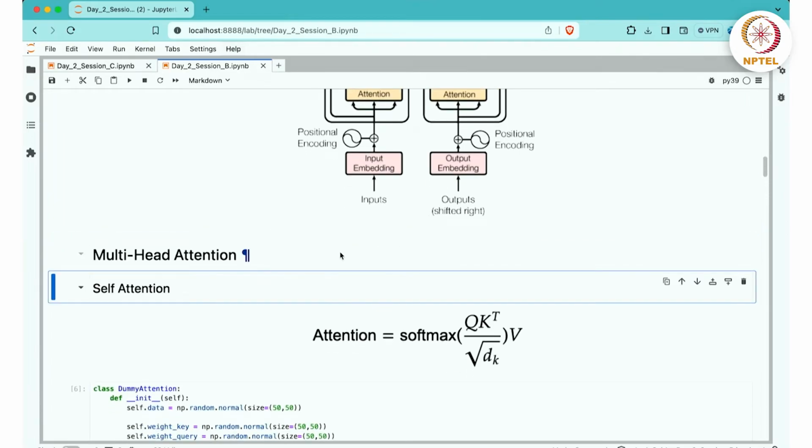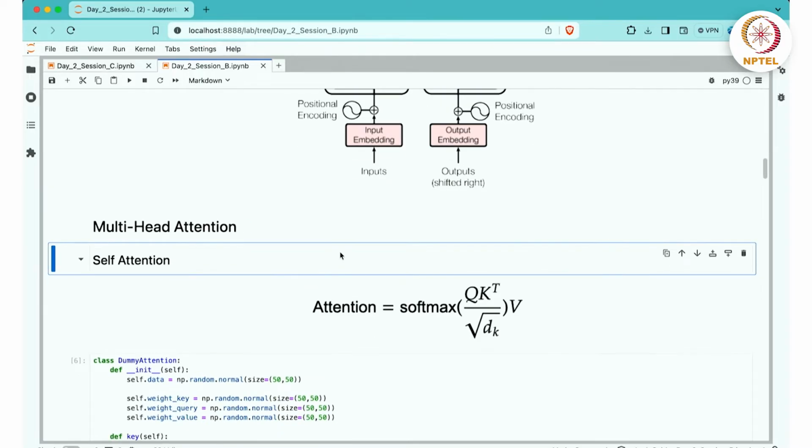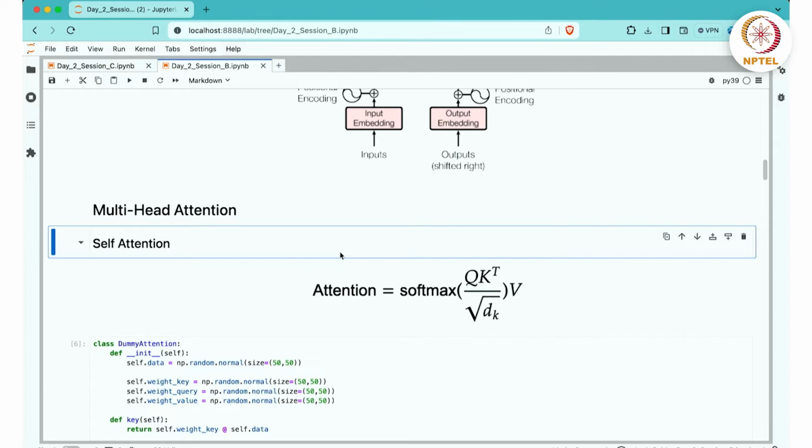Before we go to multi-head attention, we'll look at something called self-attention, which is a subset of multi-head attention. So there's something called self-attention, and when you do it multiple times in parallel, it becomes multi-head attention. Okay, so what is self-attention?